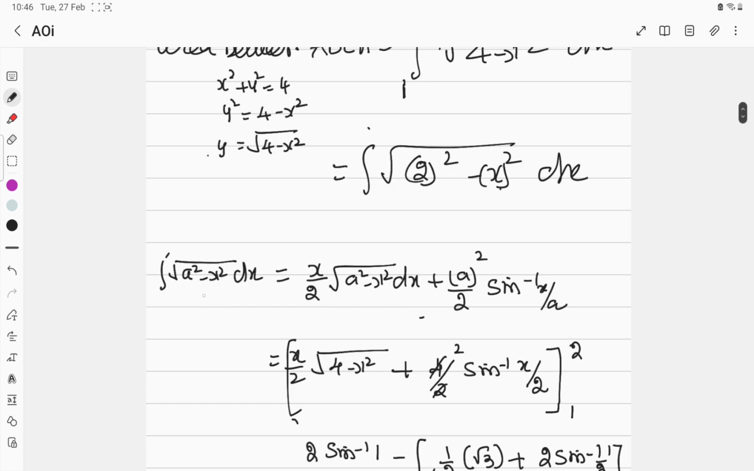The integral of root of a square minus x square dx is equal to x by 2 root of a square minus x square plus a square by 2 sine inverse of x by a. So substituting the values, we get x by 2 root of 4 minus x square plus, a square is equal to 4, so 4 by 2 sine inverse of x by 2, limit from 1 to 2.